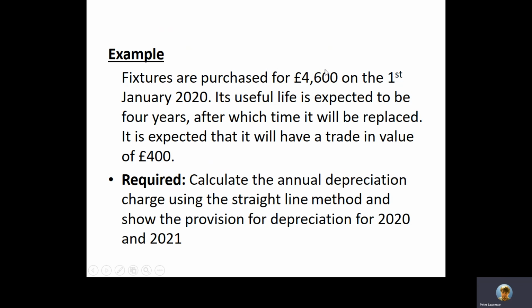So here's an example. We purchased fixtures for 4,600 on the 1st of January 2020. Useful life is going to be 4 years, after which time it will be replaced. It's going to have that trade-in value of £400. So we're going to calculate the depreciation charge and show the provision for depreciation for 2 years. We're going to show it for 2020 and for 2021 as well.